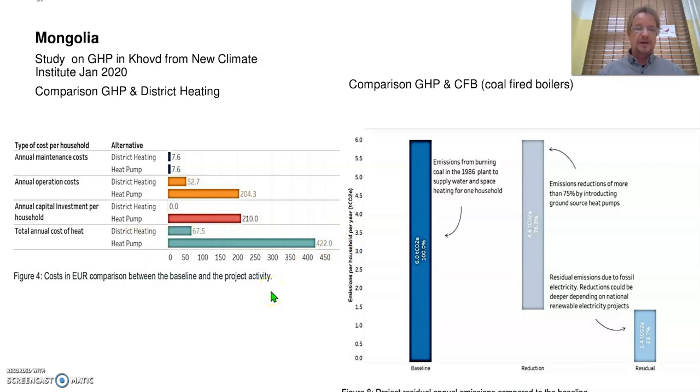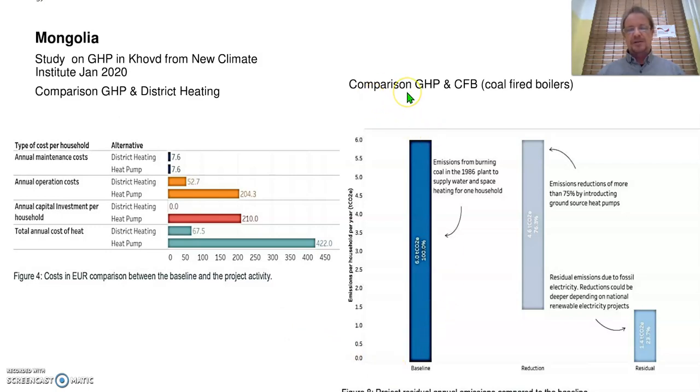So in this comparison you see the big difference, but it's very difficult to compare an existing system, where you don't have the investment cost anymore, with a new system where you have the investment cost. And you can see these are actually the investment costs. So the running cost would look much different.